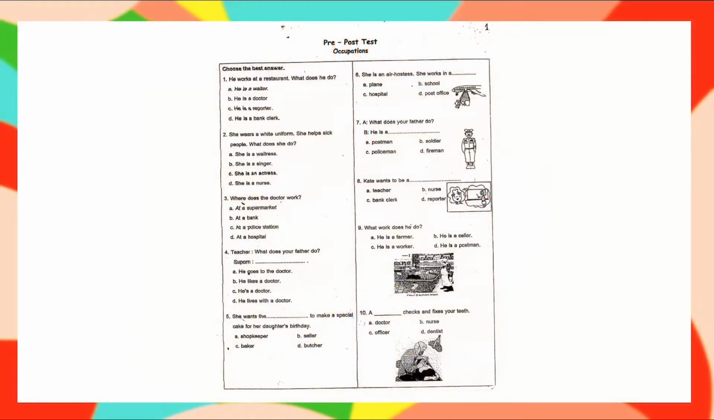And here is the pre-test of the unit occupations. You have to choose the best answer in 10 items. I'll give you 10 minutes to do this, and we will start the lesson. If you're ready, you can play this video. 1, 2, 3.